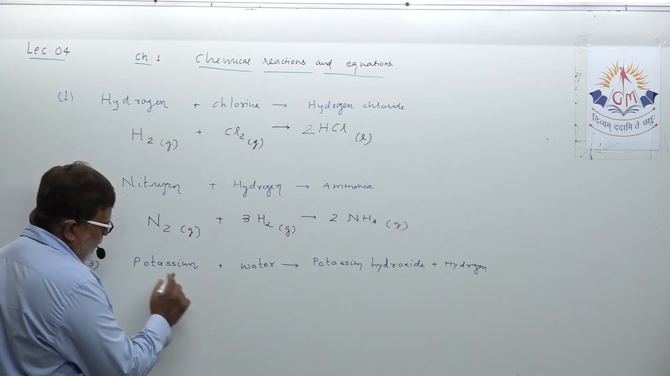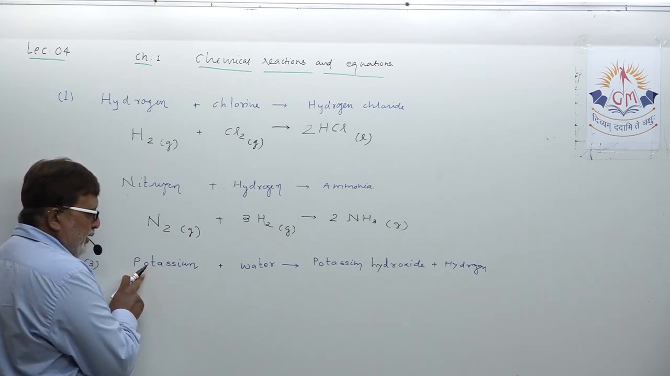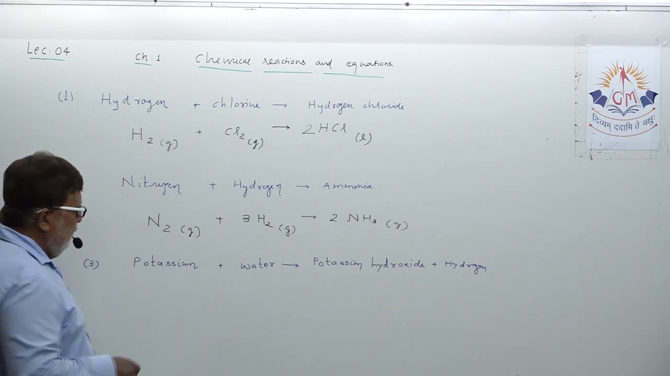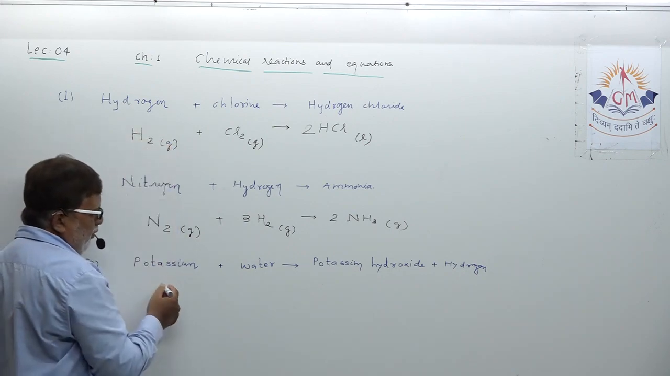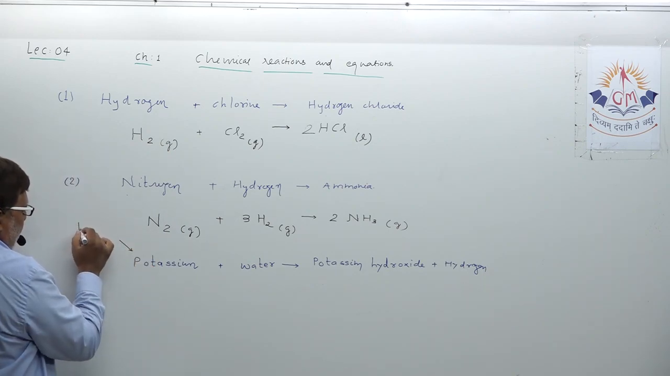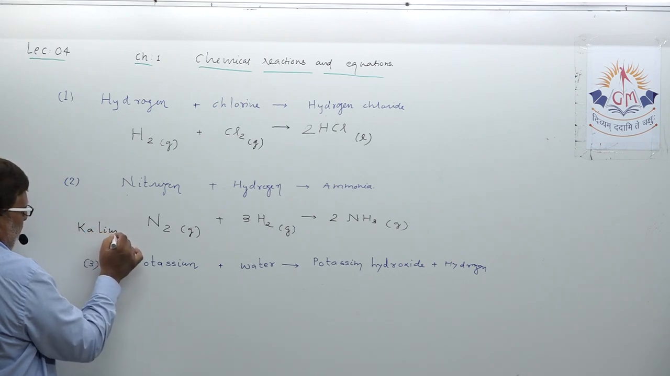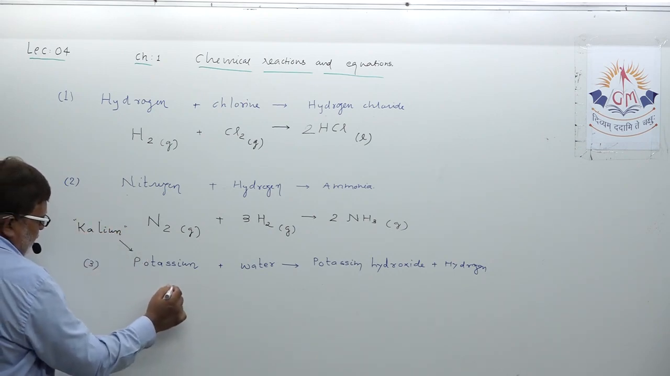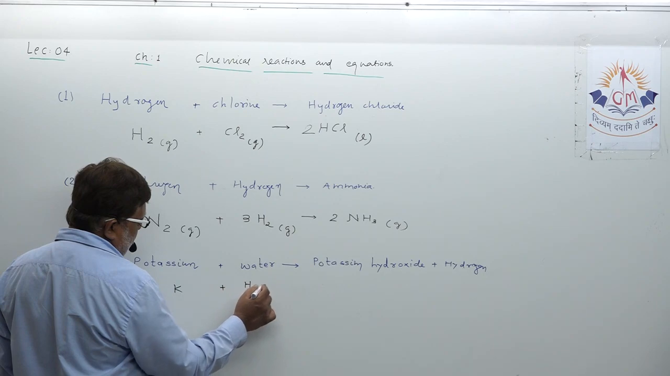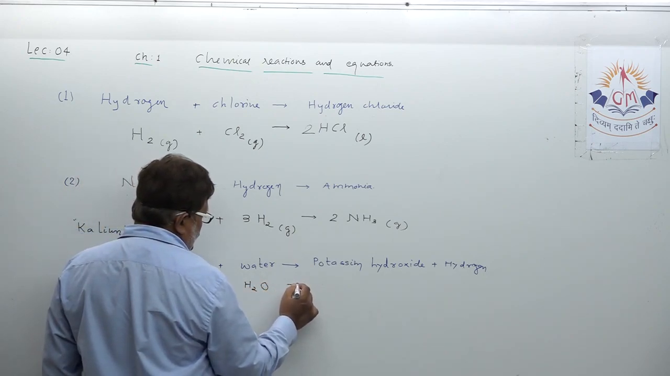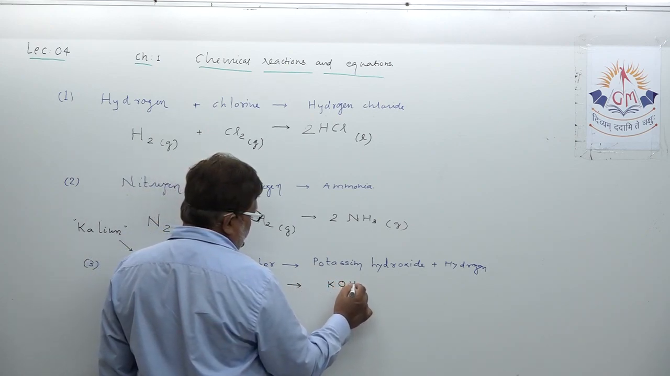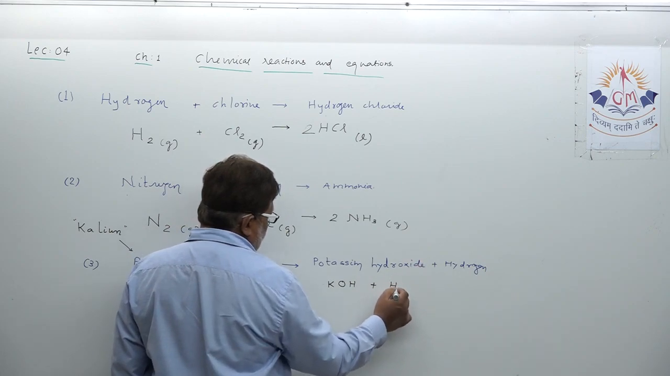Okay. Potassium, don't make any mistake in writing the formula and symbol. For potassium, if a student does not have the knowledge, they start writing nitrogen N, hydrogen H, so potassium P. No, dear student, actually the name of potassium in the Greek language is kalium. Kalium means potassium, so the symbol is K. K plus water H2O. It produces potassium hydroxide, that is KOH, and hydrogen gas H2.